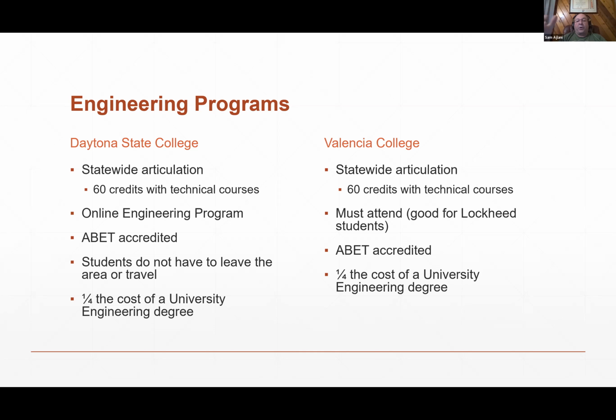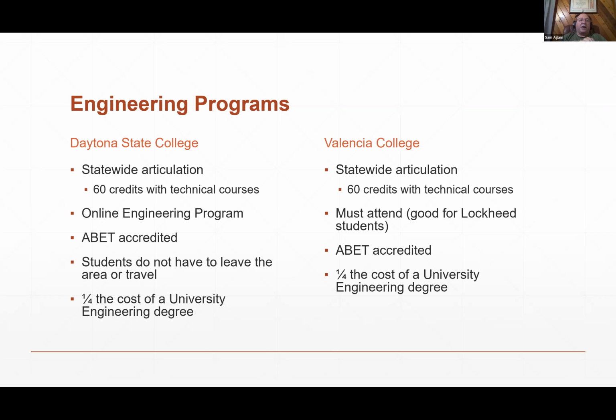And no matter which program you go to, it's a quarter of the cost of going somewhere else. Now, it may not be quite a quarter at Valencia, but I still think it's about that, because it's $400 or $500 a credit hour at the university versus 100-something at Valencia. And then you have to look at the fees and all that. The universities charge a lot higher fees.